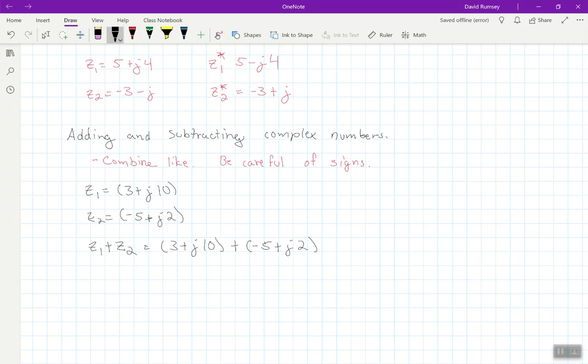All right, now I'm just adding, and so I just combine like terms. I've got 3 plus negative 5. Okay, well that's easy enough. That's just negative 2. And then I have J10 plus J2, so that's just J12. And we're done. Nothing hopefully complicated about that at all.